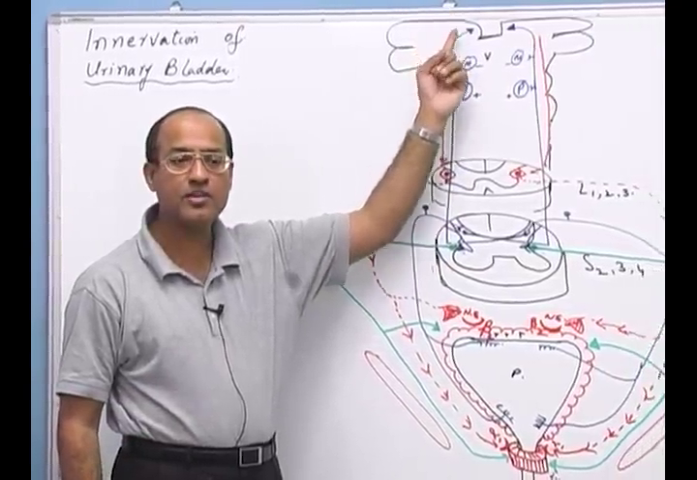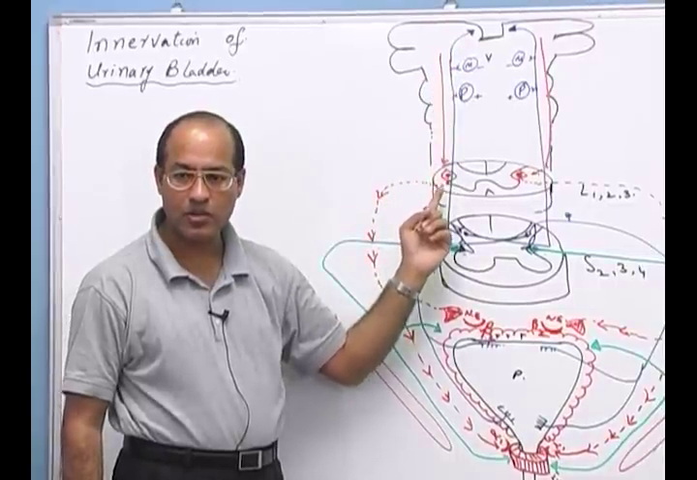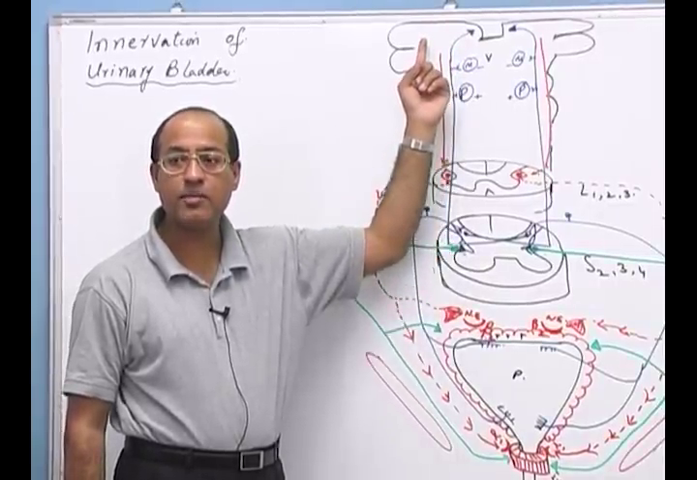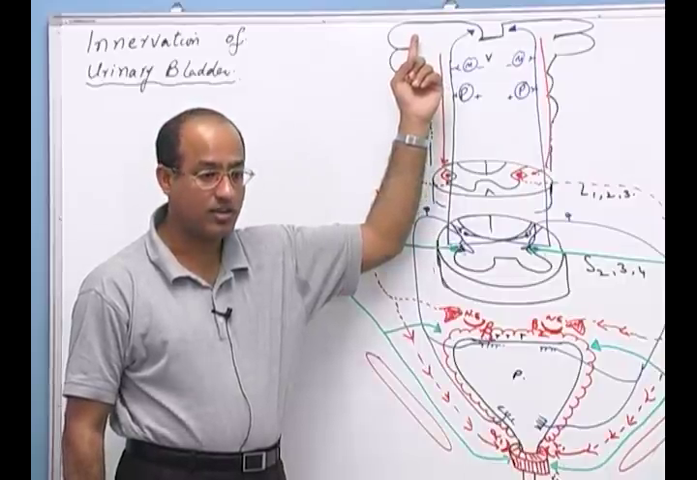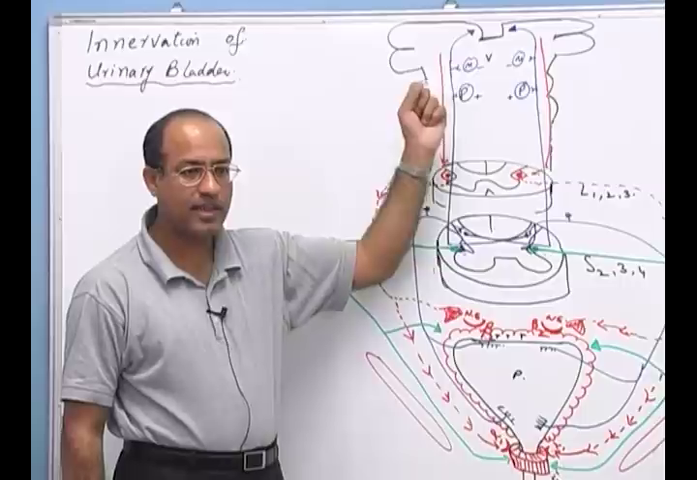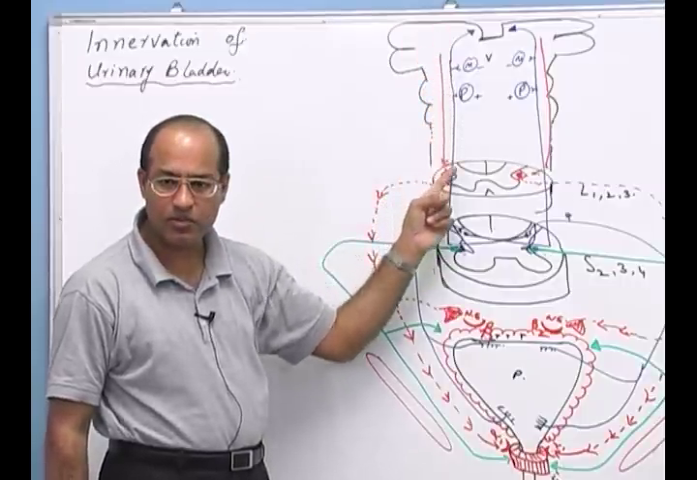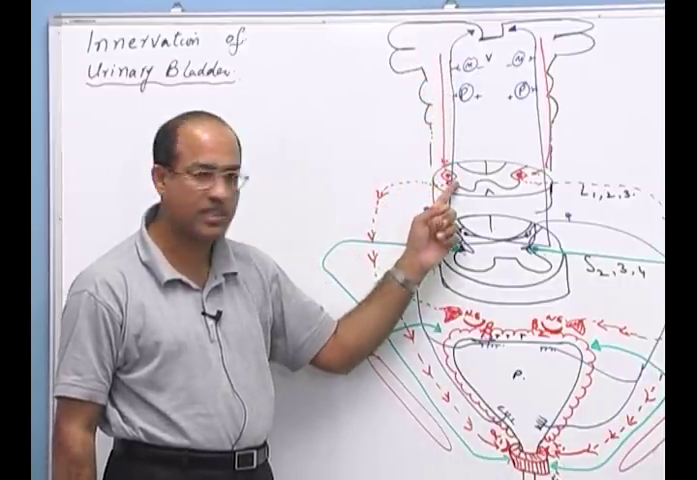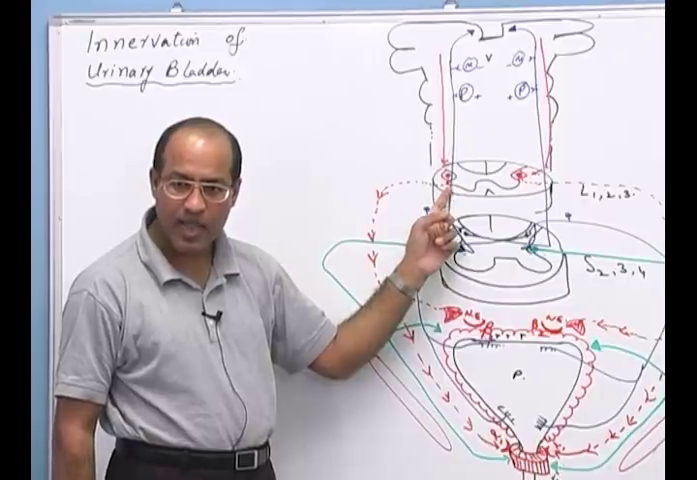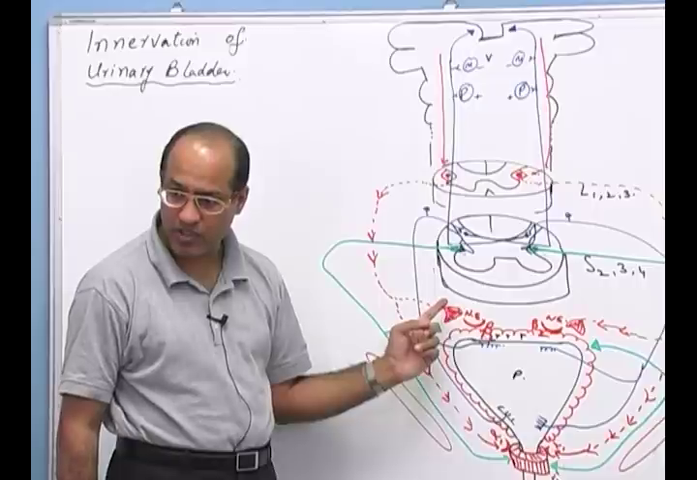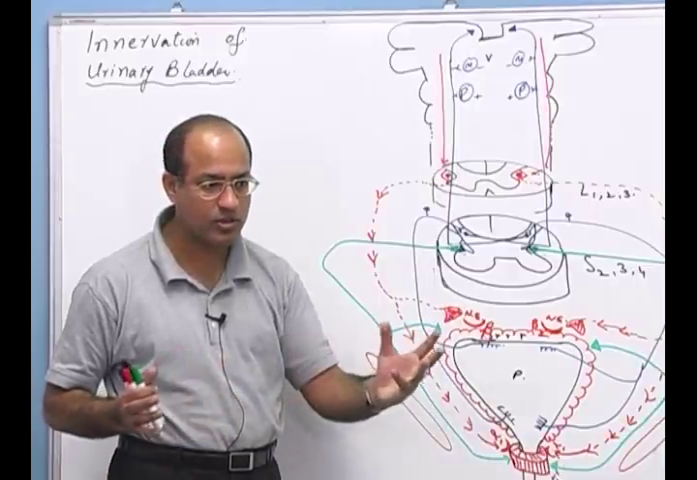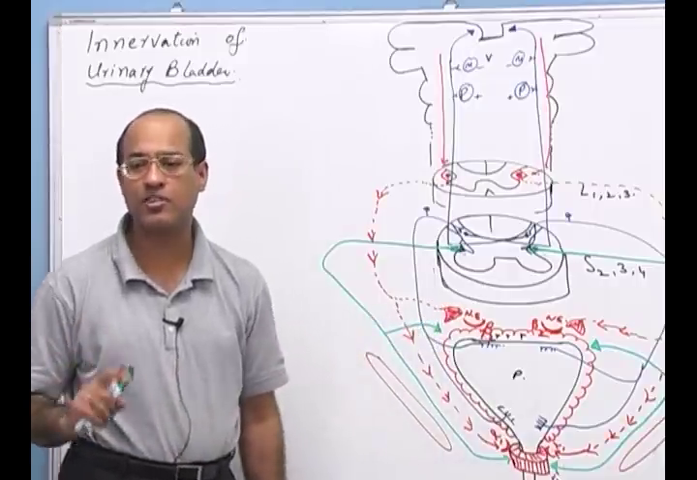And information should come down, because the higher center knows what is the right time and what is the right place and what is the conscious decision to urinate or not. If you have decided not to urinate, then the higher center's descending pathways will lead to progressively increasing sympathetic activity to the bladder and progressive inhibition of parasympathetic. Is that right? So the filling phase will continue and the evacuation phase will not start.